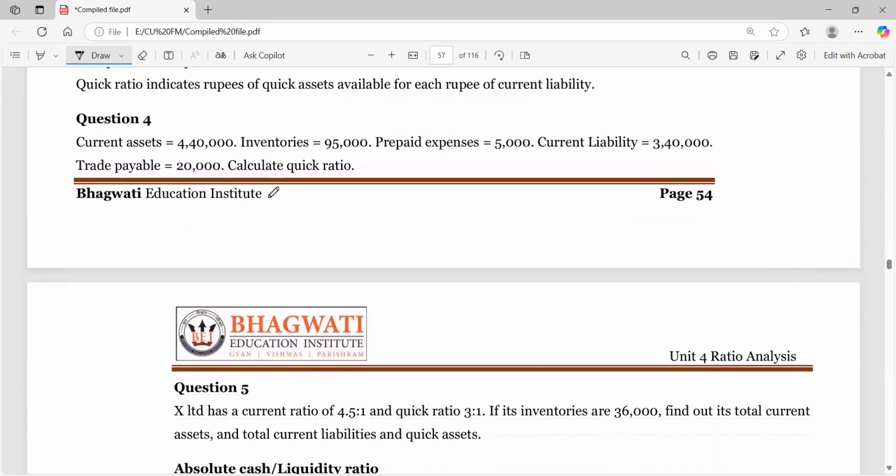Question number 4, calculate the quick ratio and tell me quickly. Quick ratio is how much? 1:1, right? Current asset minus inventories minus prepaid expenses divided by current liability. You get 1:1, which means for every 1 rupee of current liability, there is a quick asset of 1 rupee. Clear? Any doubt in this?